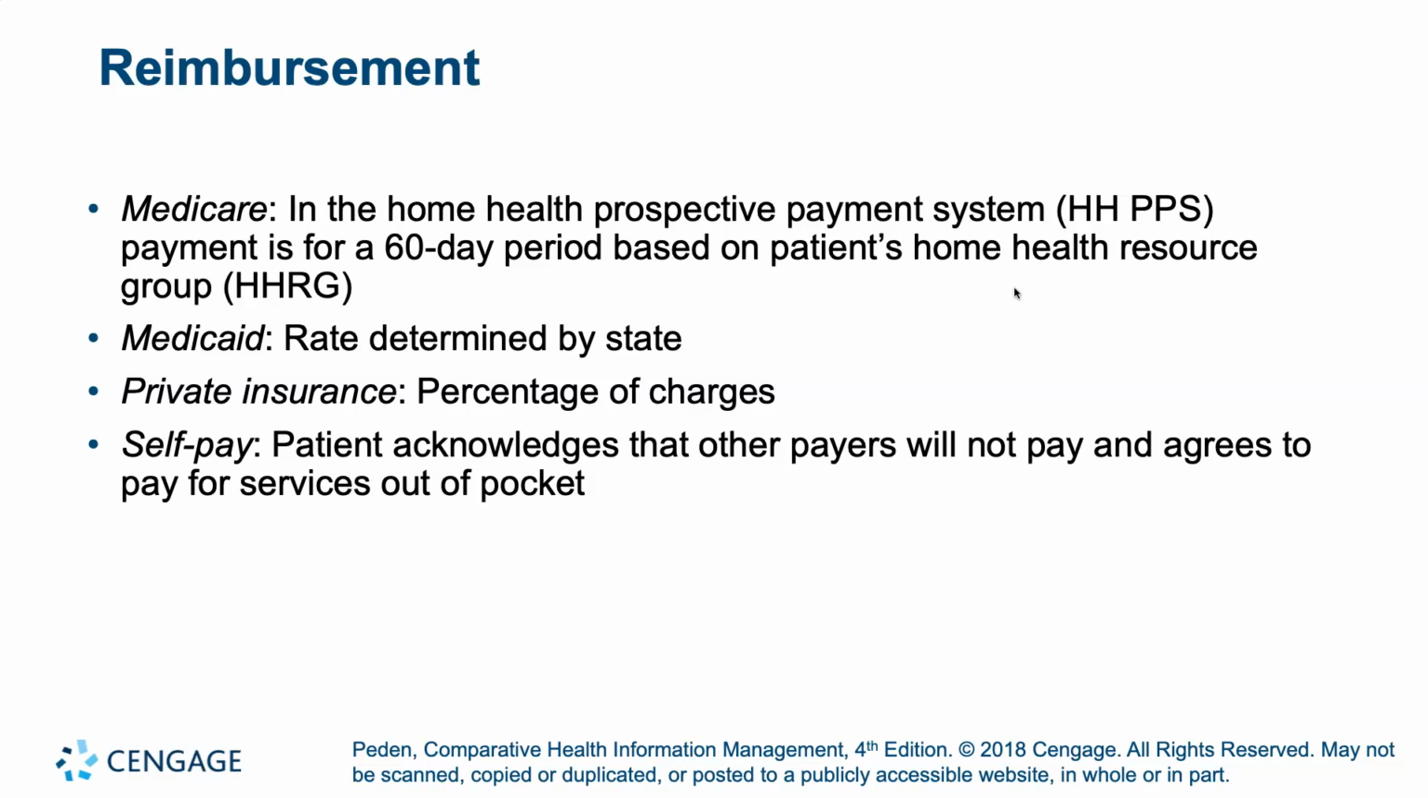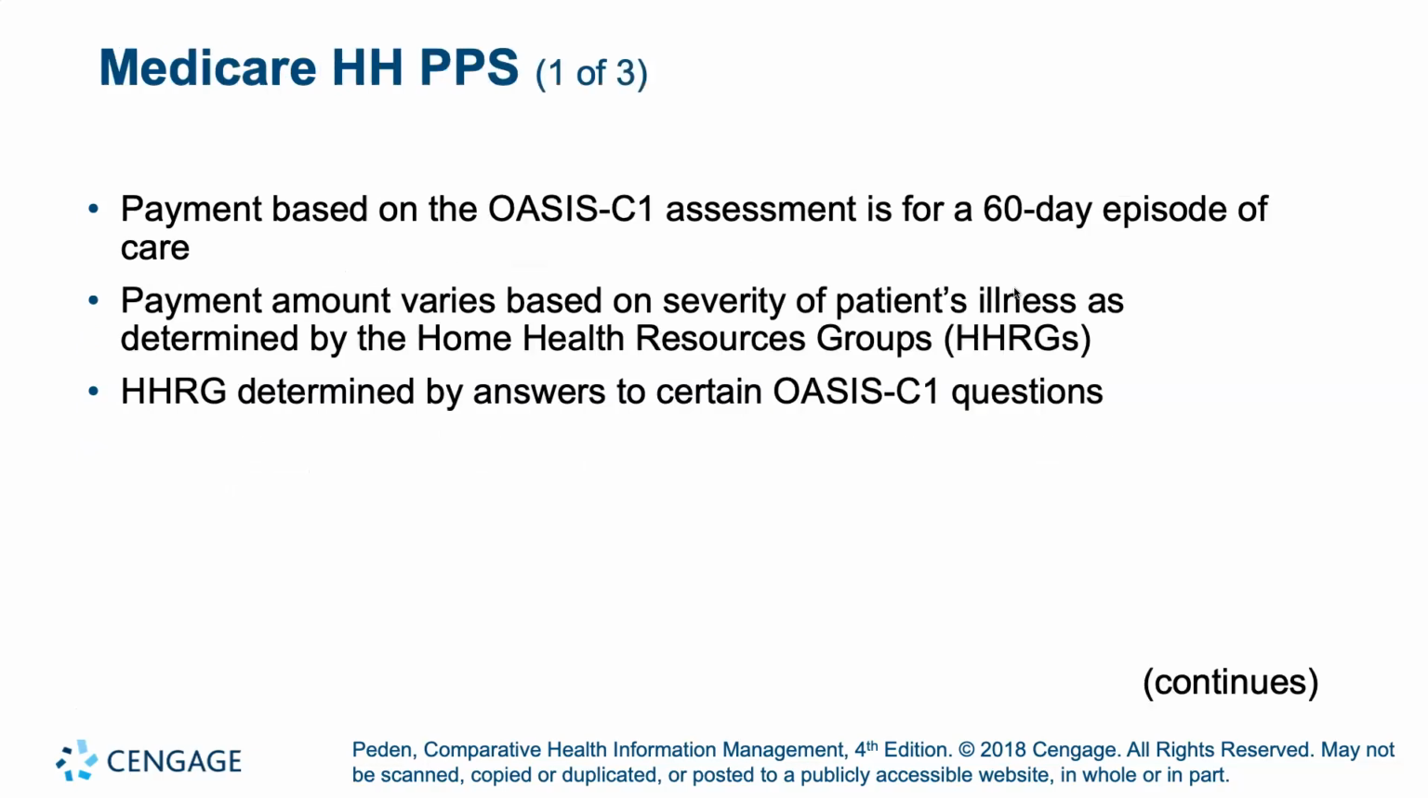Medicaid uses a rate determined by the state. Private insurance typically looks at percentage of charges, but I would not be shocked if that changes eventually. And then self-pay is where the patient has to pay out of pocket. It means that nobody else is going to be paying for it but the patient. So these are the types of reimbursement you might run into with home health.